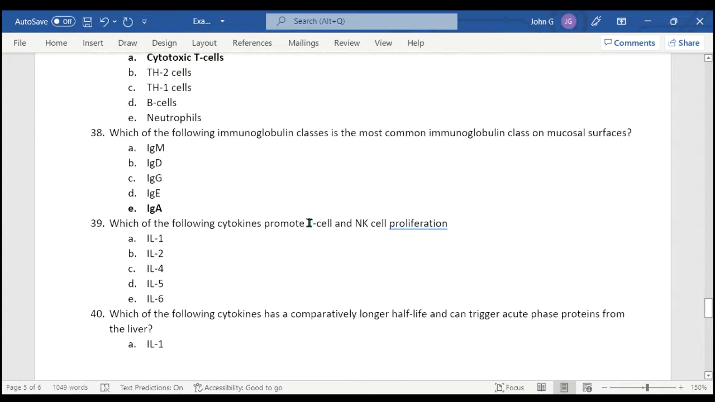Which of the following cytokines promote T cell and natural killer cell proliferation? This is going to be IL-2. IL-2 is a growth factor for all lymphocytes, especially T cells and natural killer cells, but also it can act on B cells as well.